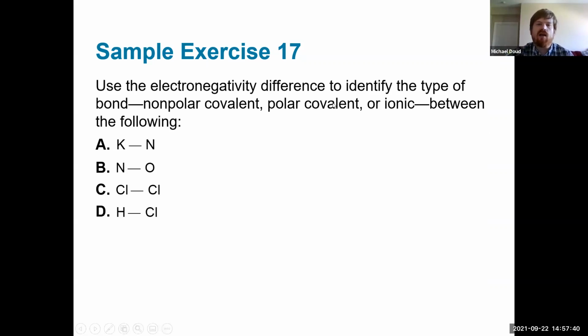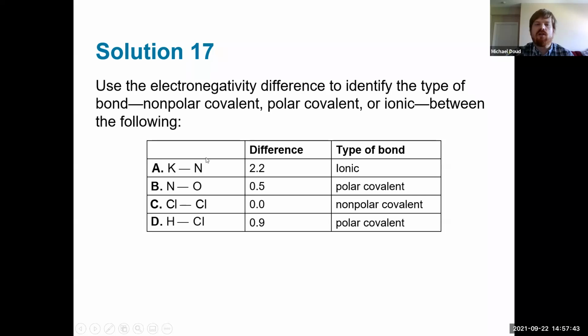Okay, let's say that we're back now. So potassium and nitrogen have an electronegativity difference of 2.2, which indicates an ionic bond. Nitrogen and oxygen are different by 0.5, so that's a polar covalent bond. Note here for this one, oxygen being more electronegative means that it's going to have a partial negative charge. Nitrogen would have a partial positive charge. Oh, sorry. Chlorine and chlorine, of course, they have the same electronegativity, so they form a nonpolar covalent bond. And then finally, hydrogen and chlorine, we talked about before, also form a polar covalent bond.